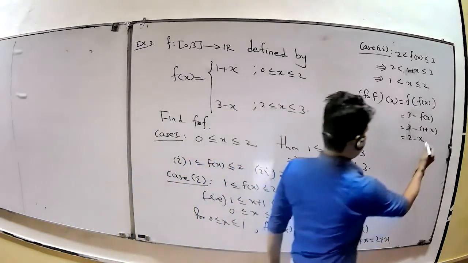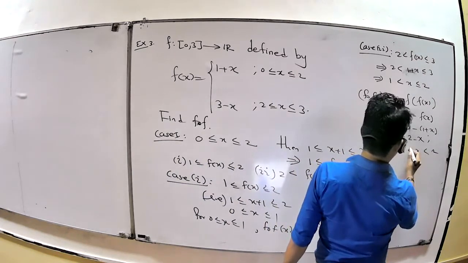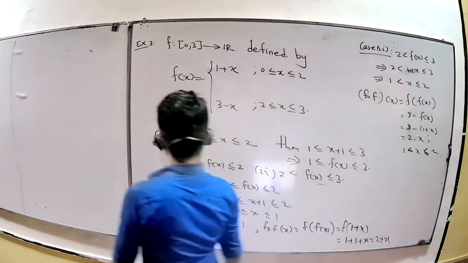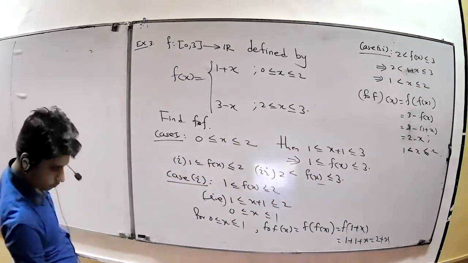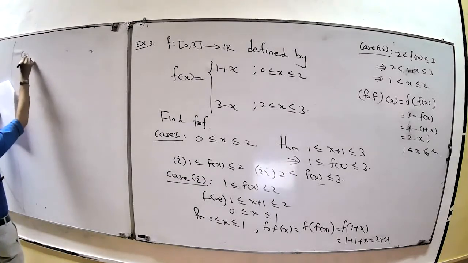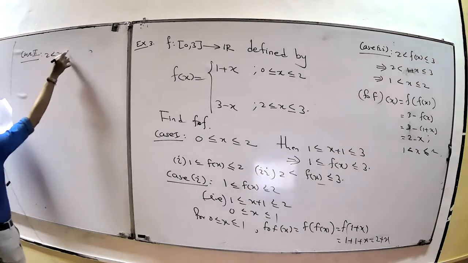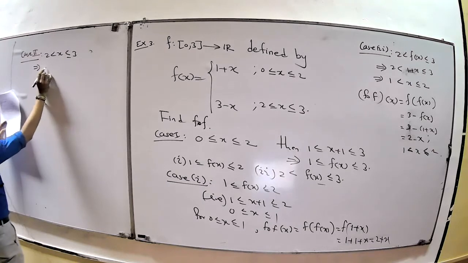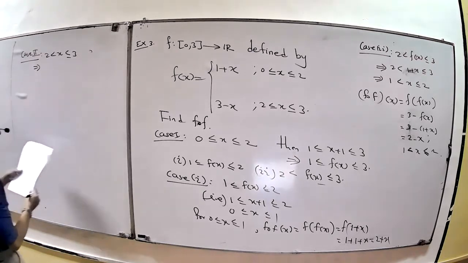In this case, your x value range is 1 less than or equal to x less than 2. Okay. Now, for this case, for 2 to 3, x is from 2 to 3. Now you want to find the f of x range: 3 minus x, no? 3 minus x.